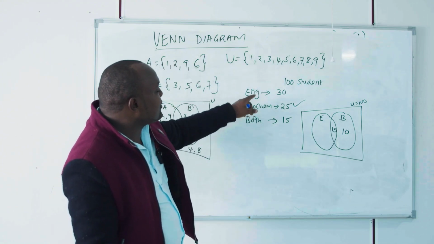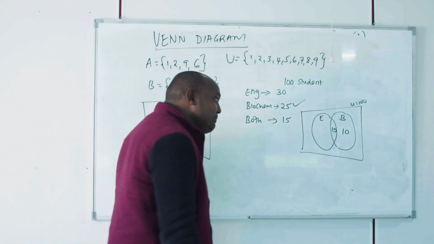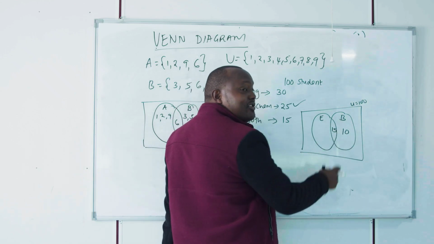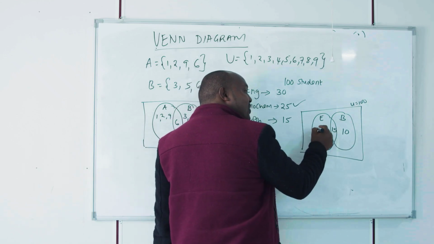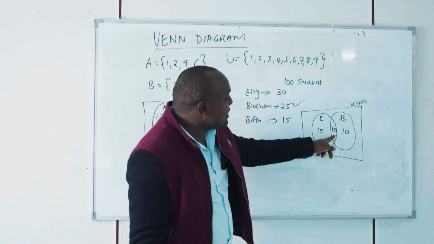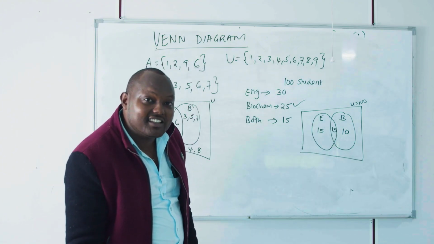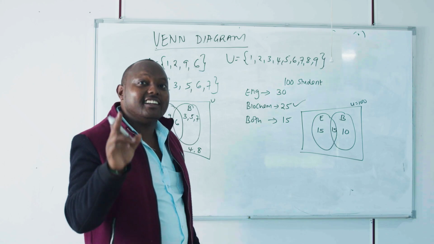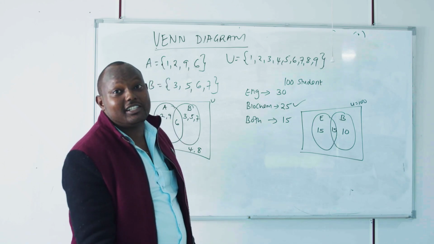Again, you have those engineering students, they are 30, but remember 15 are combined with biochem. So those who chose engineering alone, how many are they? 15. So that in general, we have 30 students. So I'm asking you, how many students did not choose any of the programs?